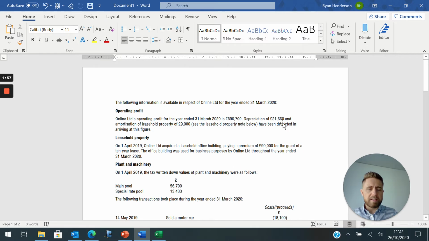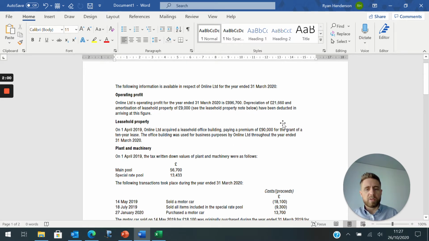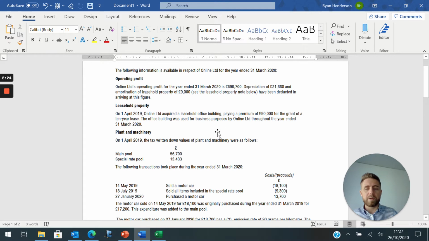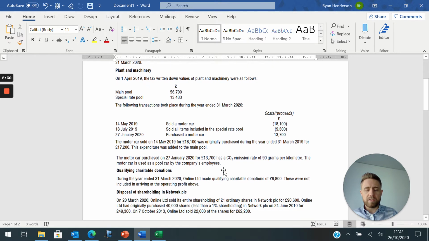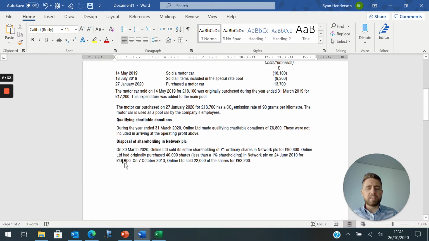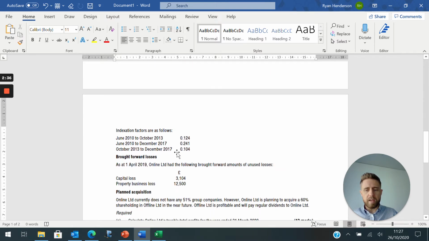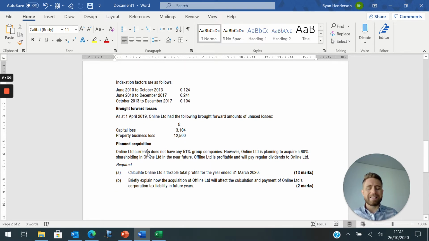Now, in exams, or in the tax exam more specifically, of course, you will get a mixture of different topic areas being brought together in one question. So, for example, we've got corporation tax here. It's asking you to calculate, but of course it's bringing in other things as well. So we have operating profit, where we are going to look at deducting or adding back some expenses. We've got leasehold property. Is it a premium that we're paying, or is it a receipt of money? We've got plant and machinery for capital allowances, QCDs, the disposal of a shareholding, and then we've got some brought forward losses and a planned acquisition.